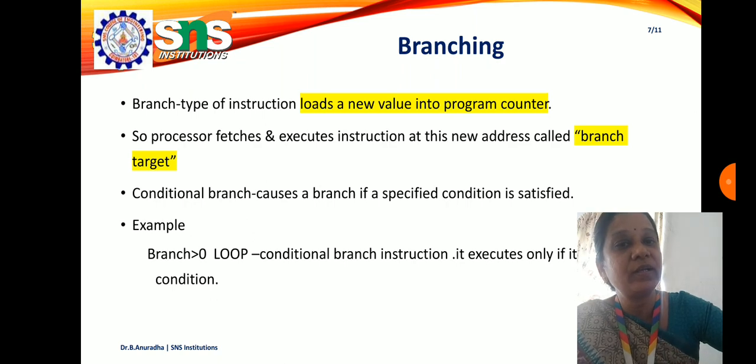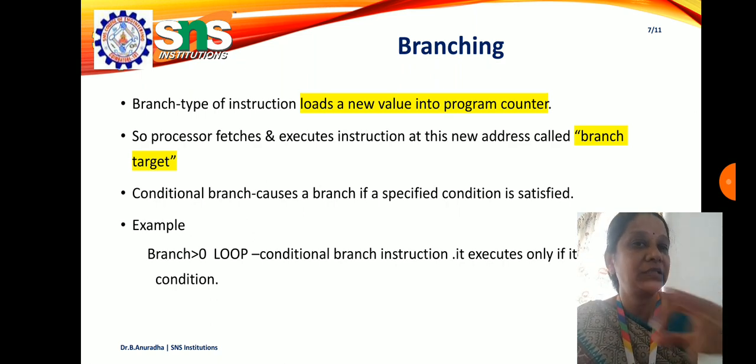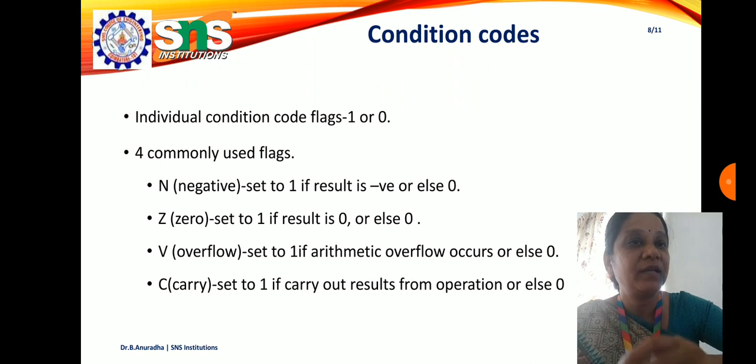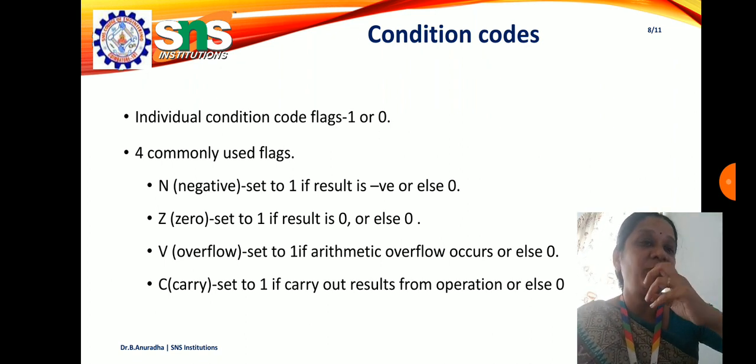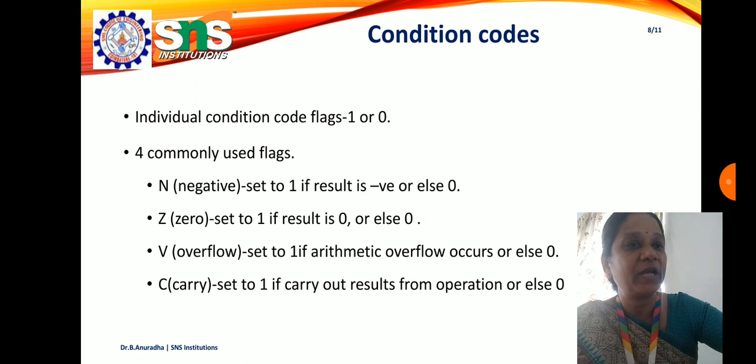In this example, the branch is greater than 0. If the condition is true, then you are going to execute. That is what this statement implies. These conditions can be set using 4 flags, which are commonly used. N indicates negative. This flag will be set if the result of the instruction is negative, or if the result is positive, then the flag will be 0. And Z indicates zero. If the result is 0, this flag is set to 1, otherwise the flag is set to 0.